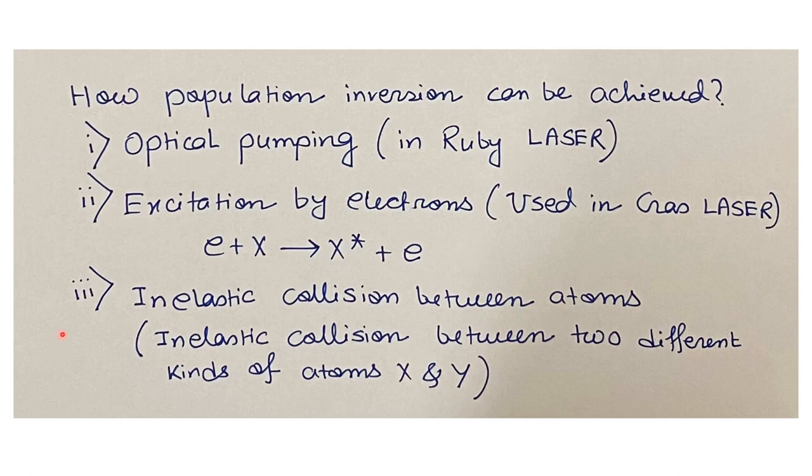And the third process is inelastic collision between atoms. In this case, two different kinds of atoms X and Y are forced to collide in an inelastic manner, so that one kind of atom will transfer energy to the other kind of atom. So the second kind of atom will be excited, and we will get more and more second kind of atoms in the excited state.